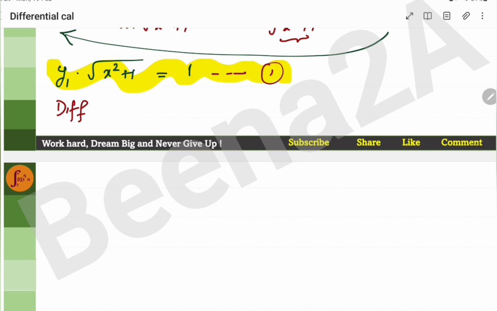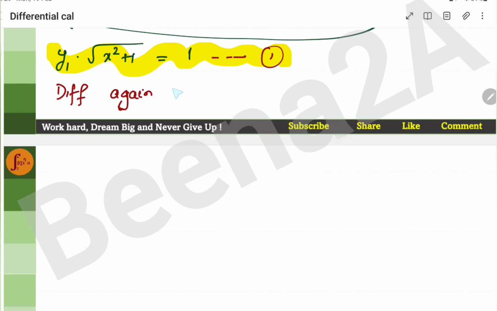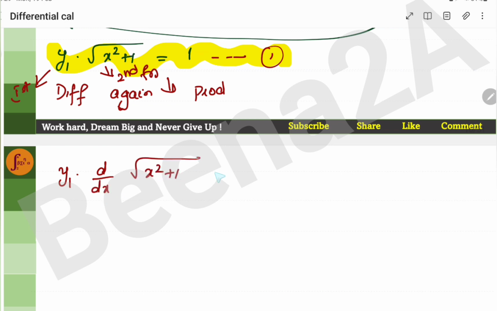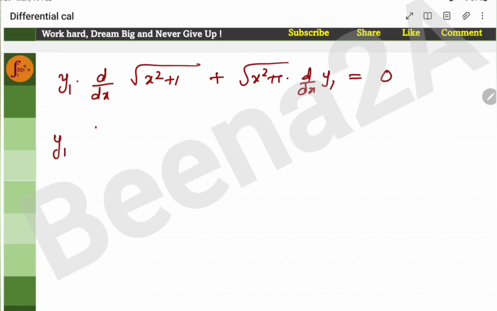Now, you differentiate again. You have to apply product rule because there are two terms here. This is first function. This is second function. So, as per product rule, first function into derivative of second function plus second function into derivative of first function is equal to 1. What is derivative of 1? 0. What is derivative of root of x square plus 1? 1 by 2 root of x square plus 1.